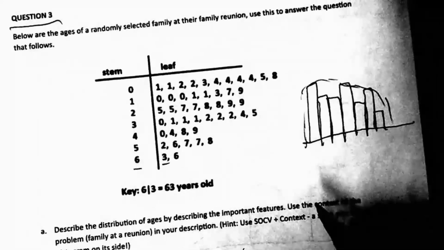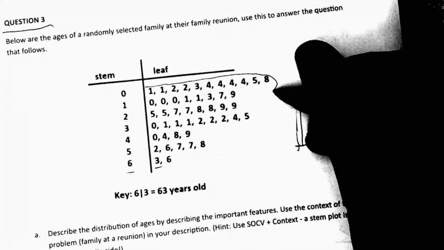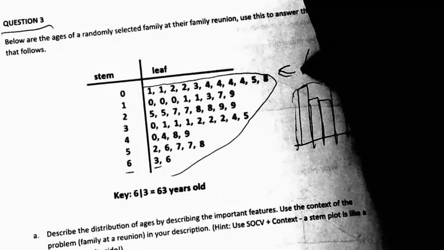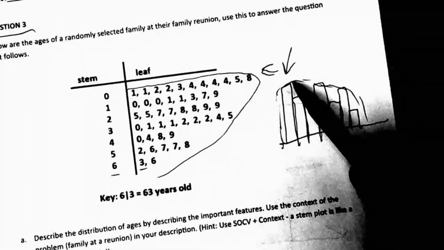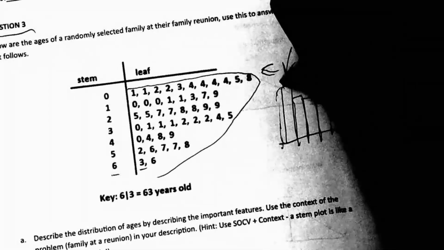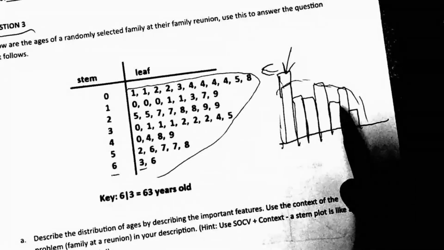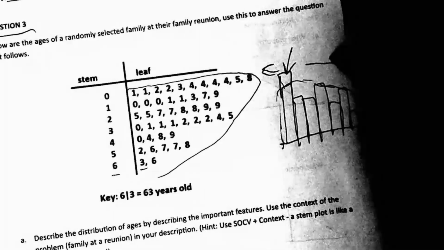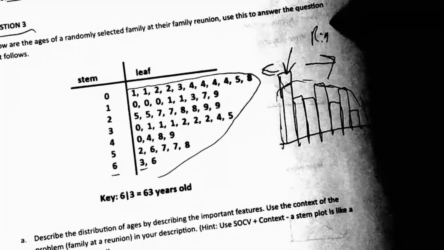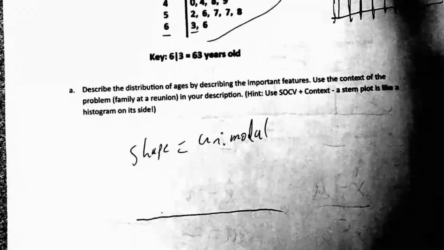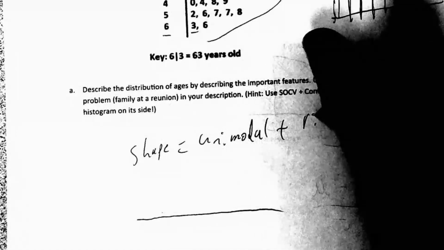But notice that, you can see it better in the plot itself, our peak is over here to the left. Our peak is here, and then it tapers off as we move to the right. This is actually a little higher than I drew it. Because it stretches to the right, this is a right skew. All right, so the shape is unimodal plus right skew.